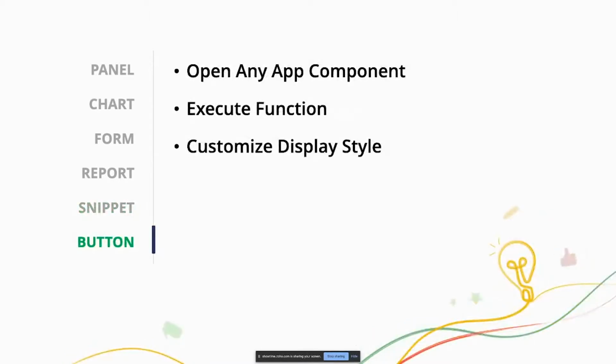And the last thing is a button, and as you can imagine, with any button, you click on a button and it does something. And that button can open any application component like a form or a report. It can execute functions like updating certain information or maybe sending it off to a third-party service. Basically, any Deluge function you run, you can execute based on the click of a button, and you can naturally customize the display style of how it's going to look.